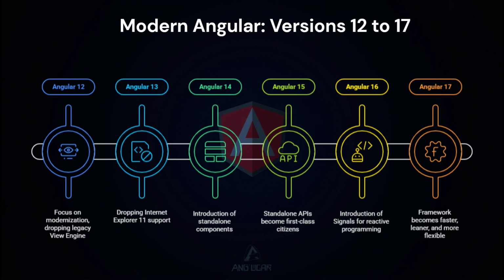Then the modern Angular versions, like 12 to 17. With Angular 12, the focus shifted to modernization. The team dropped support for the legacy View Engine, going all in on Ivy. There were updates to the compiler, improved strict typing, and enhancements in performance and accessibility. In Angular 13, Internet Explorer 11 support was dropped, marking a new era of cleaner and modern code.